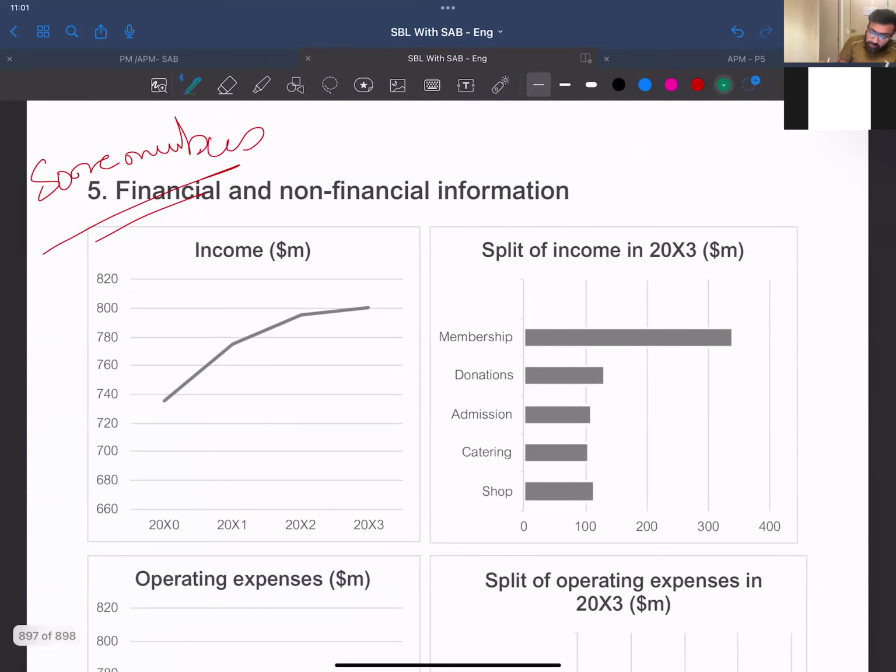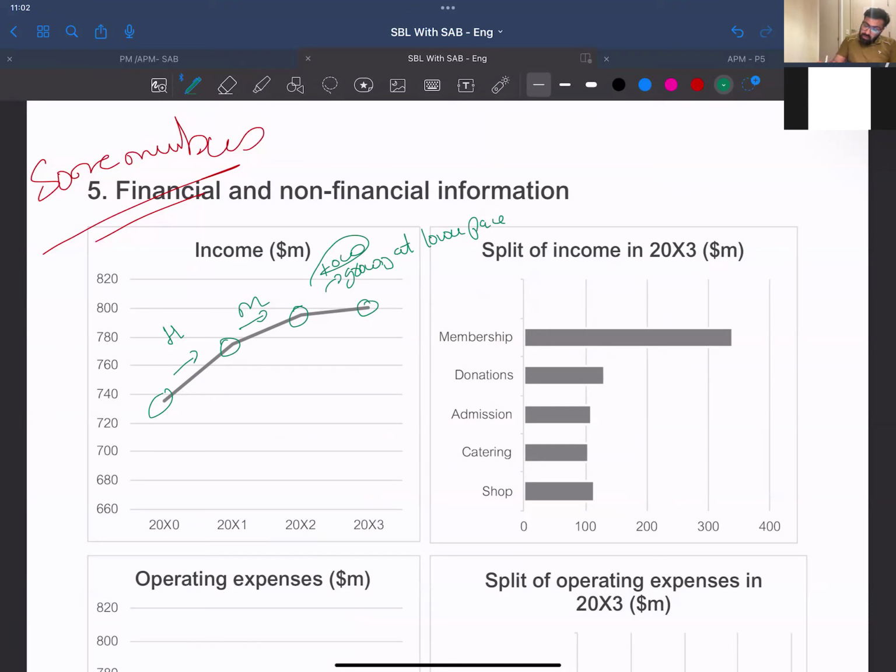So here comes the income in millions. We are growing at a lower pace. We are not growing at a higher pace. Here, the pace was high, medium, and then low. So we are growing at a lower pace, right? Then the split of income.